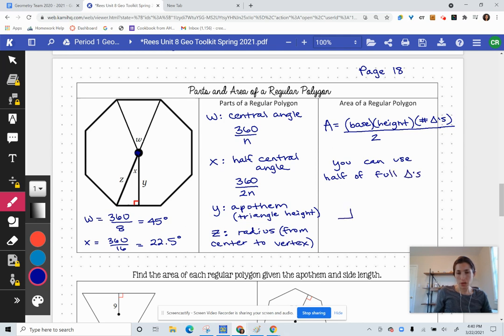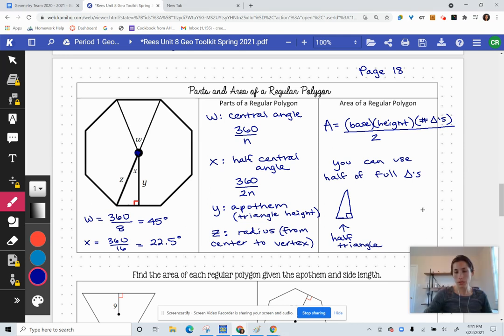So little half triangles I'm more so going to use probably when I have problems that involve trig, having to use sine, cosine, and tangent. So these would be like a little half triangle in the shape. Kind of matches up with the half central angle, okay?